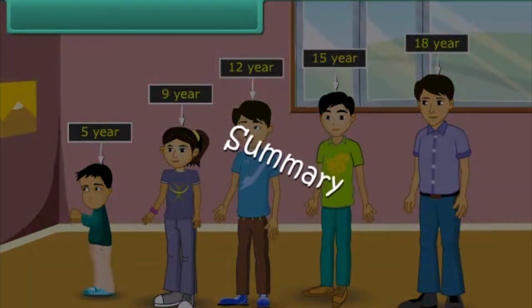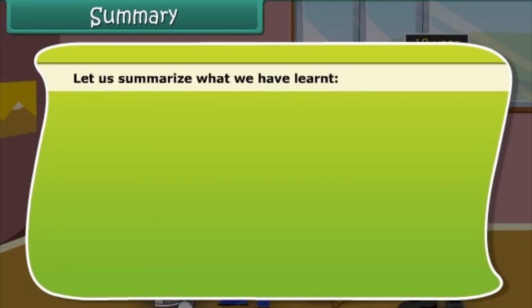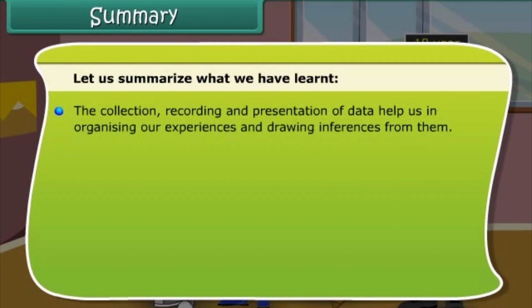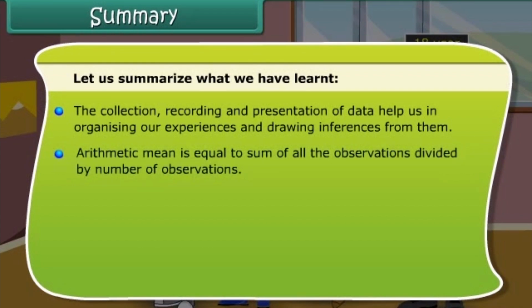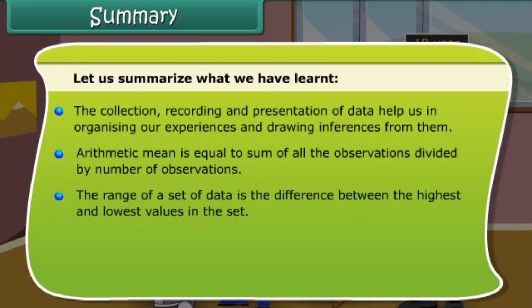Summary. Let us summarize what we have learned. The collection, recording and presentation of data help us in organizing our experiences and drawing inferences from them. Arithmetic mean is equal to the sum of all the observations divided by the number of observations. The range of a set of data is the difference between the highest and lowest values in the set.